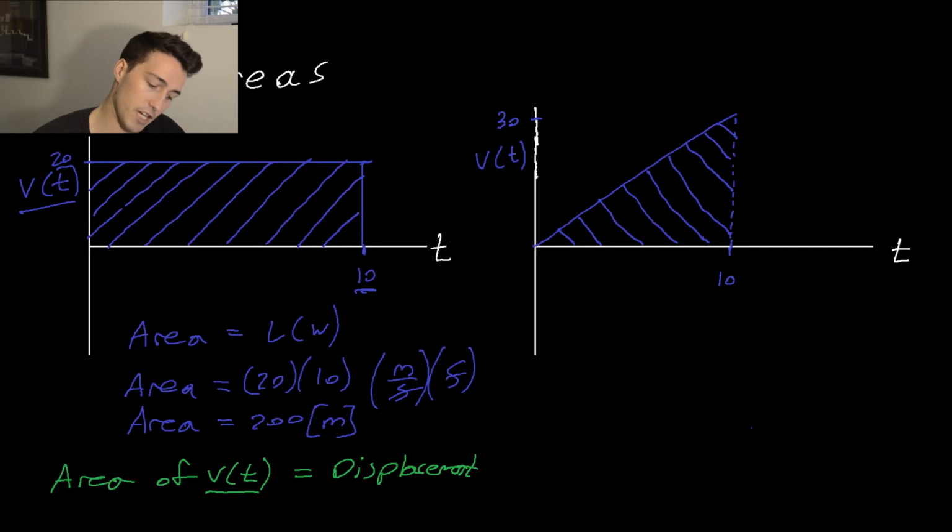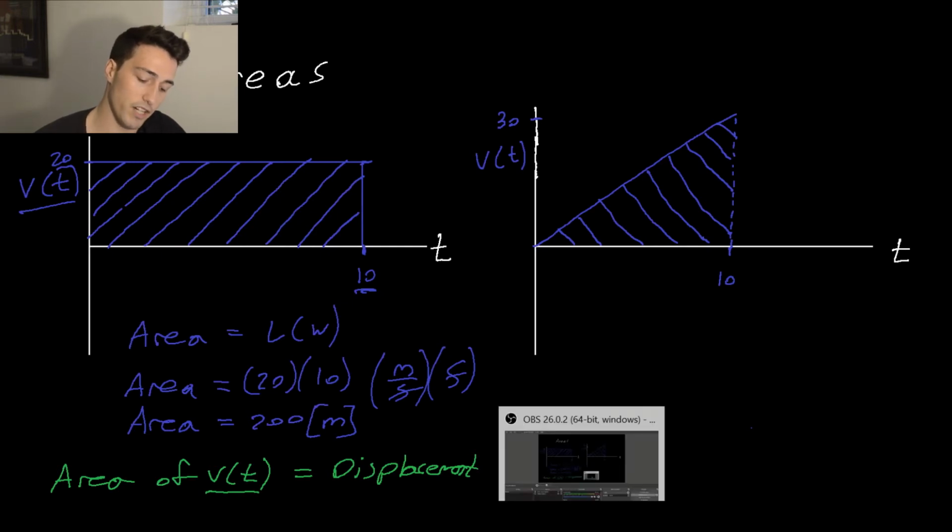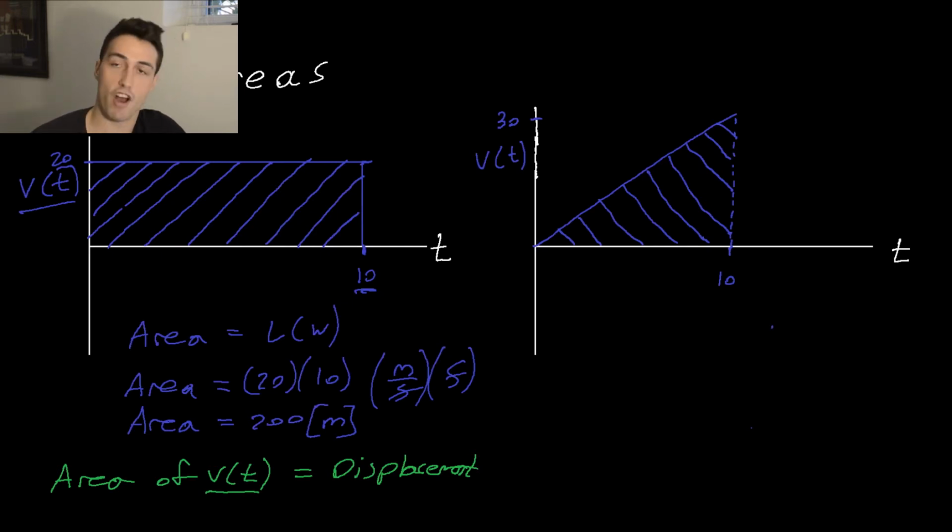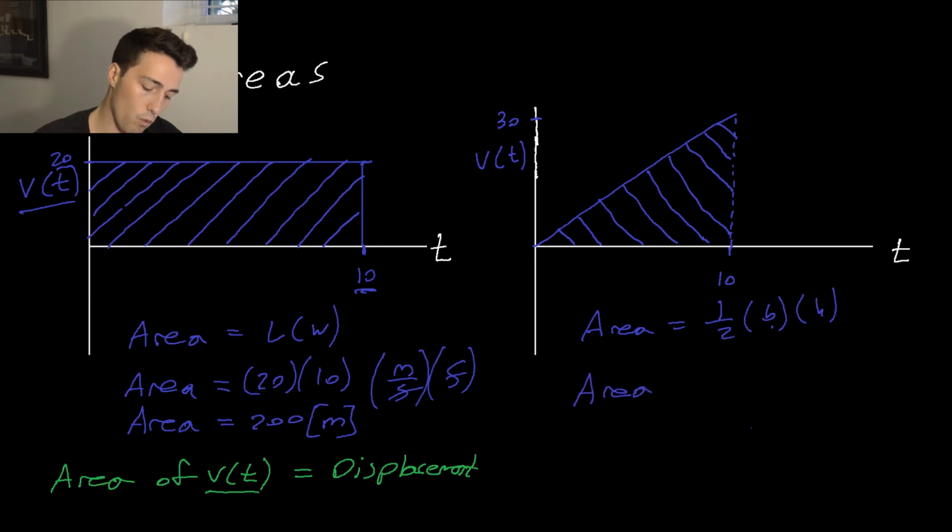Okay, next. Here we also have a velocity versus time graph, but it's now a changing velocity. It's not a constant velocity, so there's actually an acceleration component. But to find the area under the curve, we can still just use basic geometry and note that the area of a triangle is 1/2 base times height. The area is going to equal 1/2, well, our base is 10 and our height is 30. So we're going to get 5 times 30, because 10 divided by 2 is 5. So the area will equal 150.